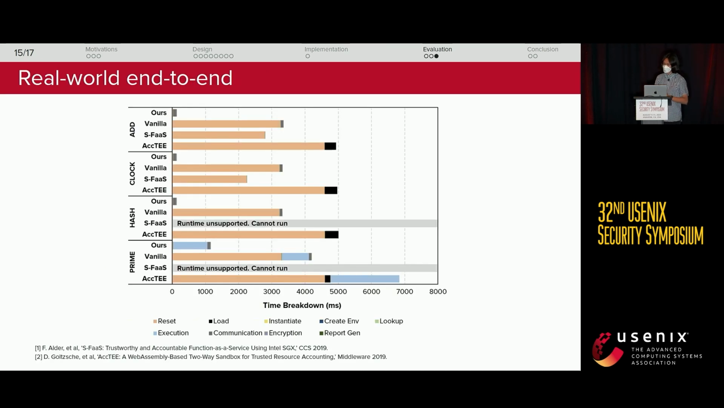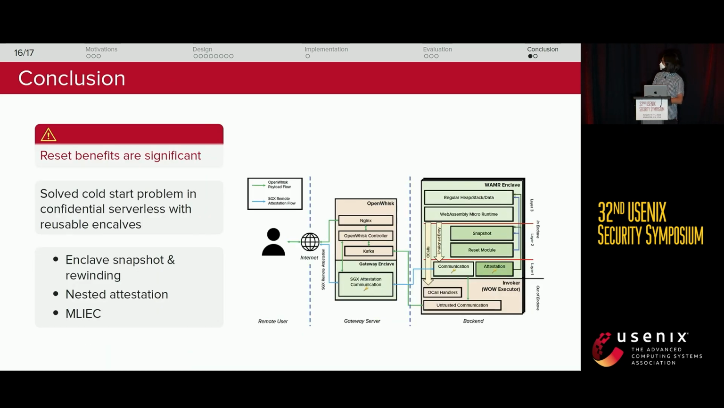They're quite acceptable. And finally, we compare it with existing projects like SFAST and ACCTEE. You can see that they spend a lot of time on reset, on their relaunch, and ours is just very fast compared to them. So the conclusion is the reset benefits are significant, and we solved the cold start problem in confidential serverless with reusable enclaves with 3 key techniques: enclave snapshot rewinding, nested attestation, and multi-layer intra-enclave compartmentalisation.